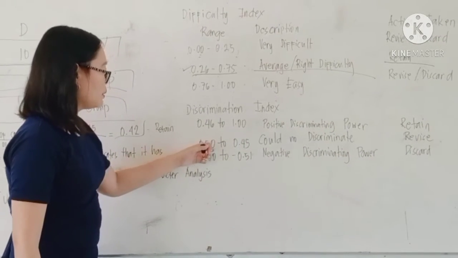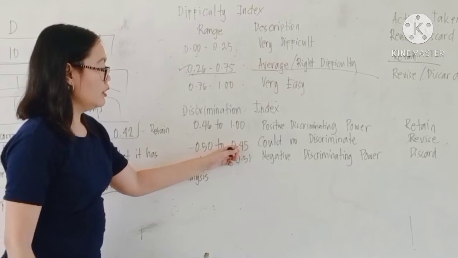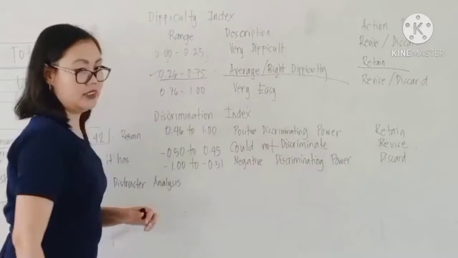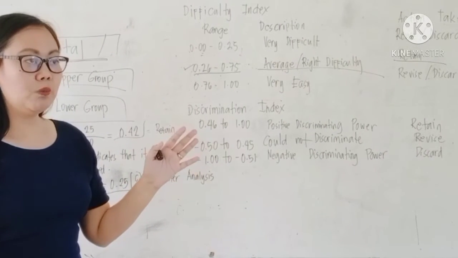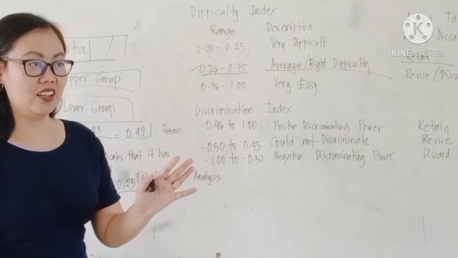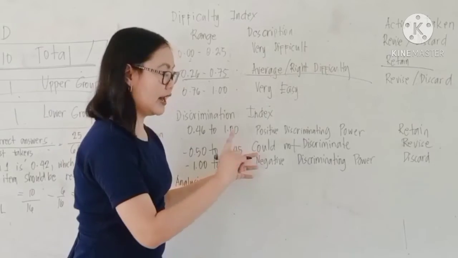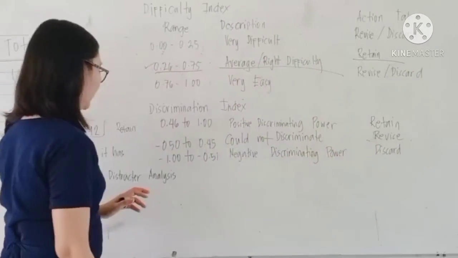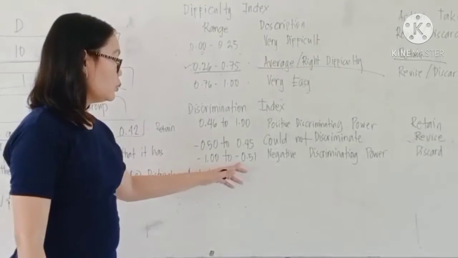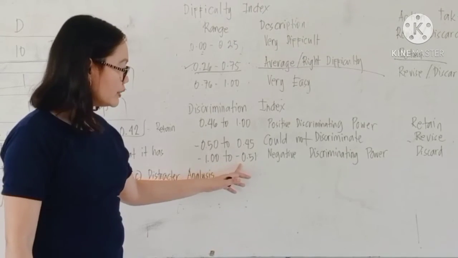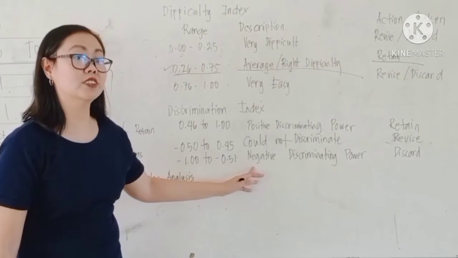While negative 0.50 to positive 0.45, this could not discriminate. Ibig sabihin, hindi niya kayang i-discriminate yung mga nag-aral sa hindi nag-aral. Yung mga natuto sa hindi natuto. So, ang sabi dito, this item must be revised. While, if it is negative 1 to negative 0.51, the item has negative discriminating power, you have to discard it.